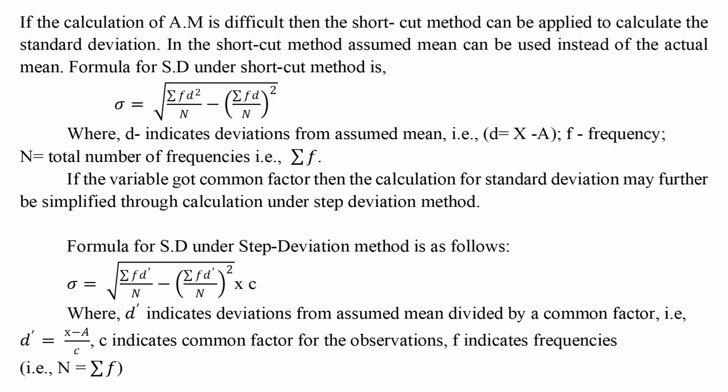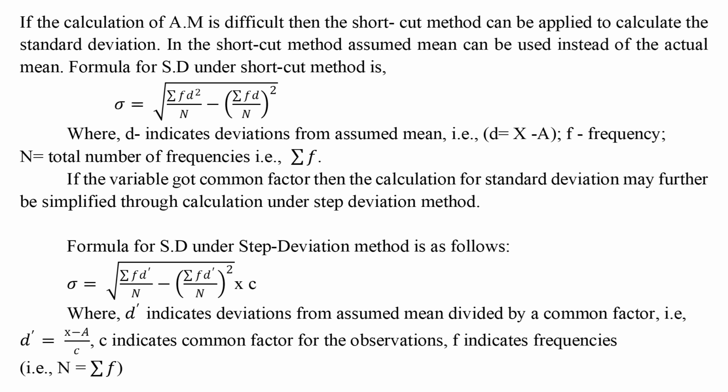If the calculation of arithmetic mean is difficult, then the shortcut method can be applied to calculate the standard deviation. In the shortcut method, assumed mean can be used instead of the actual mean. The formula for standard deviation under the shortcut method is mentioned here. d indicates deviations from assumed mean. f, frequency. n equals total number of frequencies.